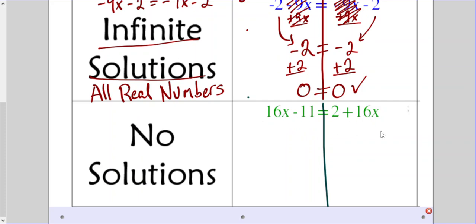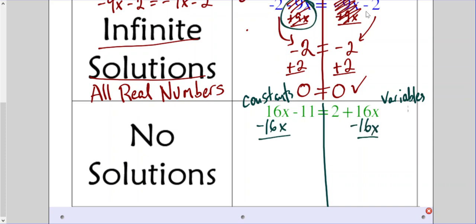I'm going to keep solving the way I solved the previous two, where I put my variables on the right and my constants on the left. To cancel out the variable term on this side, I would have to subtract 16x. And you're going to notice the same thing that happened in this step happens here. These variable terms cancel out. That negative 16x cancels out the positive 16x. Same exact thing happens here. And you get a weird statement of negative 11 equals 2. Well, you know immediately that can never be true.